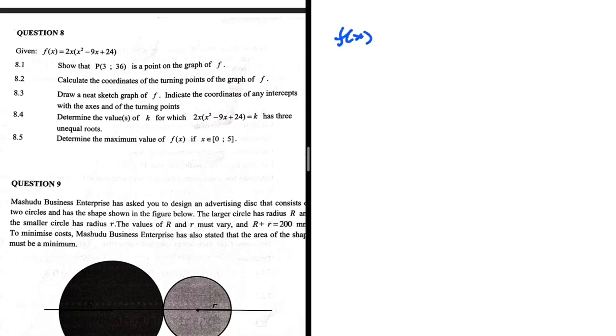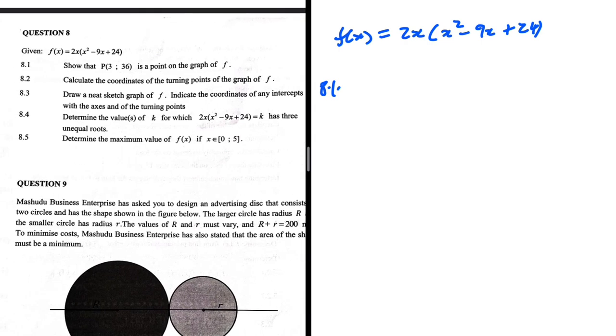Given f of x equals 2x multiplied by (x squared minus 9x plus 24). 8.1, show that P, where the x coordinate is 3 and the y coordinate is 36, is a point on the graph of f. 2 marks. So we're interested in P of coordinates (3, 36). If it is a point on f, when we substitute 3, we are supposed to get 36. We're trying to show that x equals 3 and y equals 36 is a point on that function.